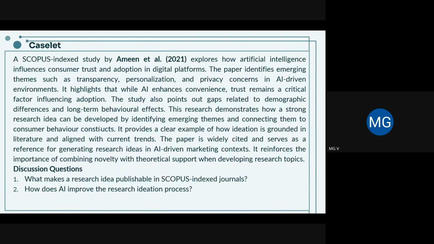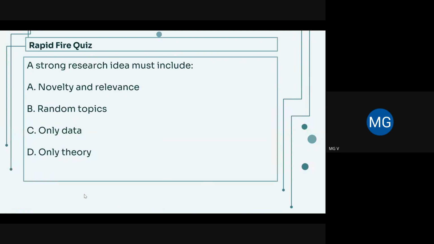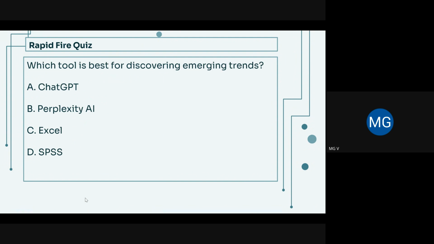Now you can see the caselet here, and after that you can respond to the queries. A strong research idea must include... it must include novelty and relevance. Which tool is best for discovering emerging trends? Emerging trends we need to discover. Yes, for discovery, we can make use of Perplexity AI.